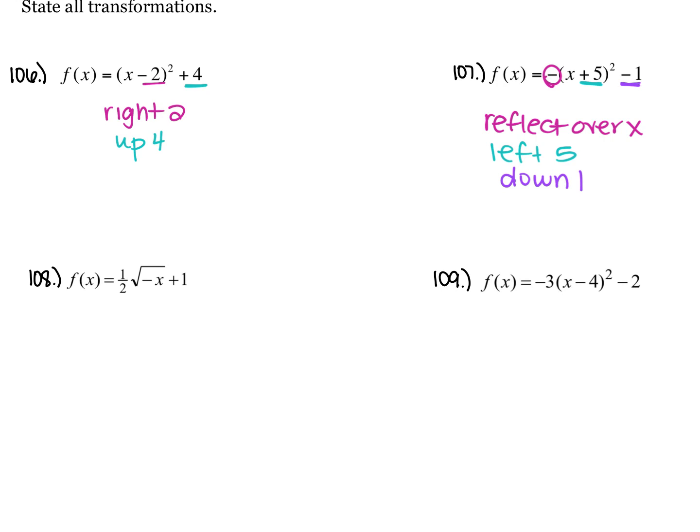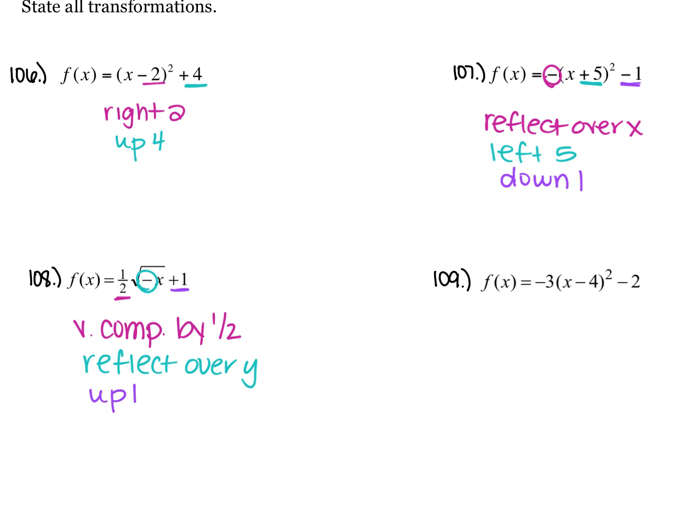For 108, you have f of x is equal to 1/2 times the square root of negative x, plus 1. The 1/2 is in front of that radical, so it's going to stay the 1/2. That means that it's a vertical compression, since it's less than 1, by 1/2. Then on the inside of your radical, you have a negative, so it's going to reflect horizontally, which means it goes over your y-axis. And lastly, that plus 1 after the radical means we're going up 1.